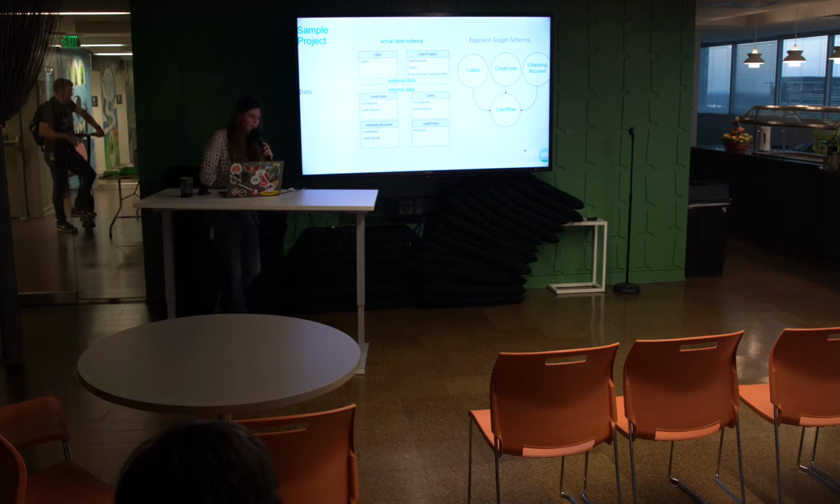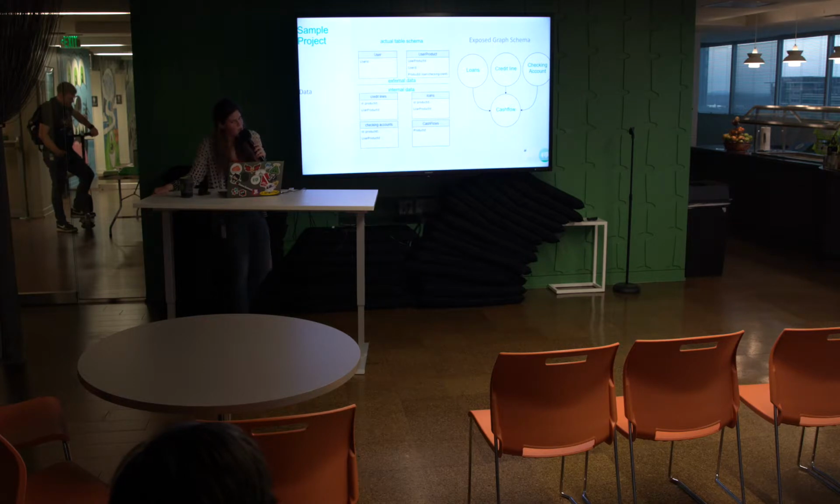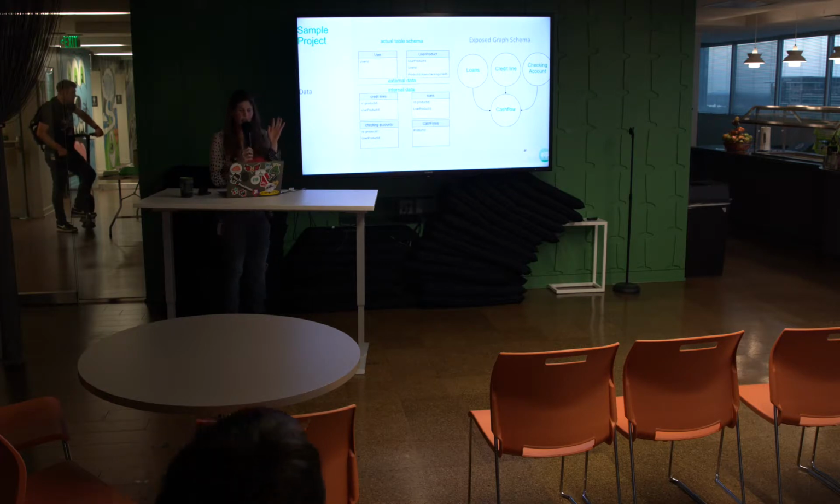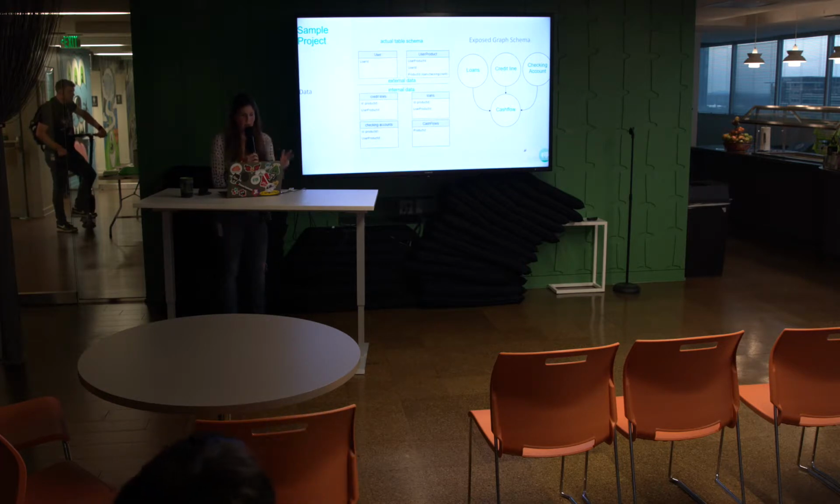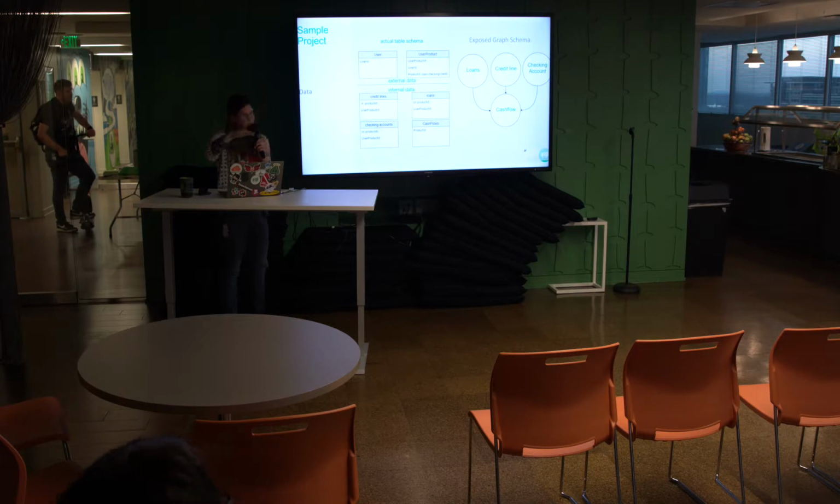Now, I had to make an entire new schema because I can't show you guys what our actual data schema looks like. But this is a very simple sort of fintech kind of schema. And we've got four tables. Three of them are product tables, so credit lines, loans, and checking accounts. And then we've got a table of cash flows, which are going to be all the transactions in each one of those accounts. So if you have a loan account, you're going to have a child object, an edge, to a list of cash flows.